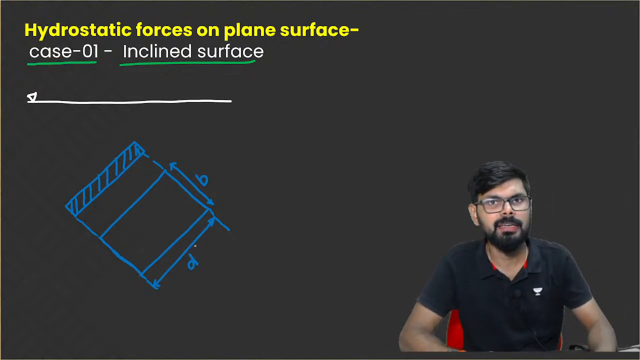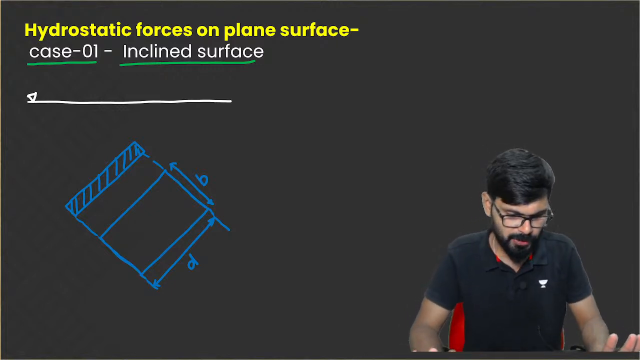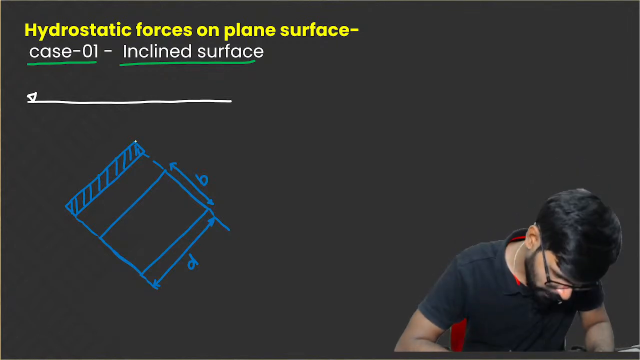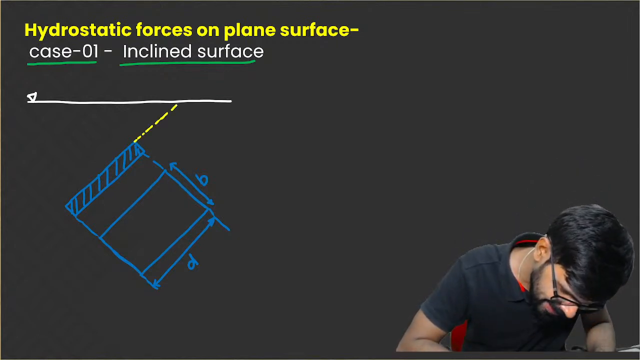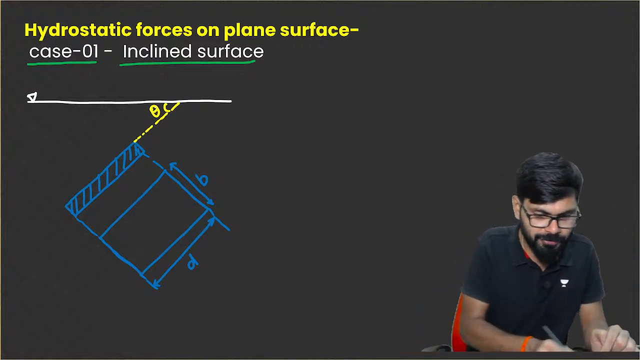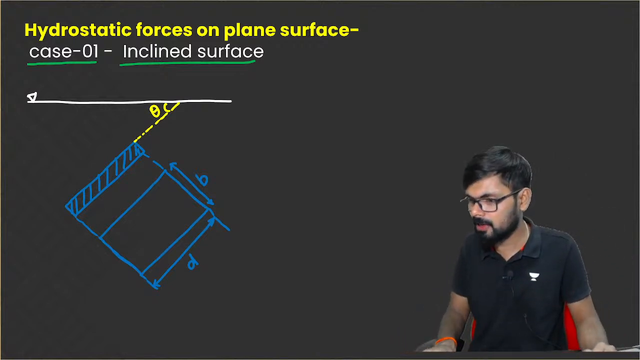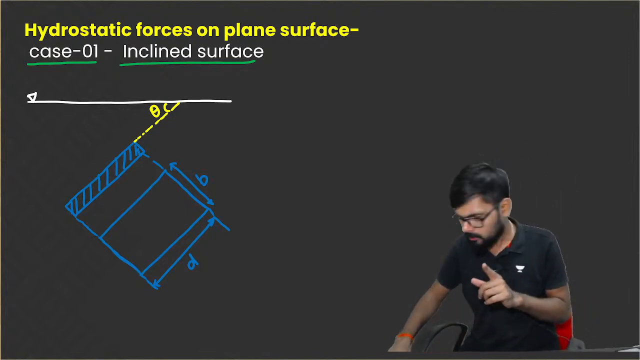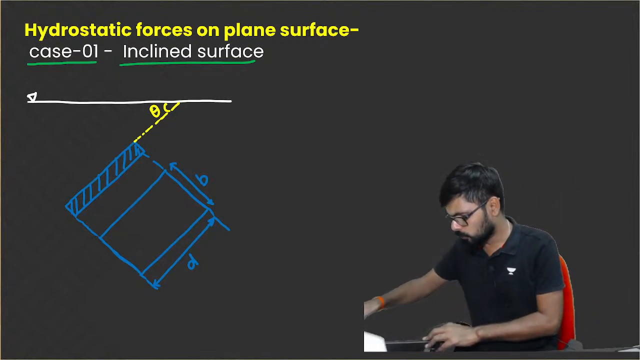Clear, this is D. Clear, any confusion? Tell me first. Okay. Now, please listen. This is making theta angle from free surface. I would like to show you this. Listen here. I would like to show you.